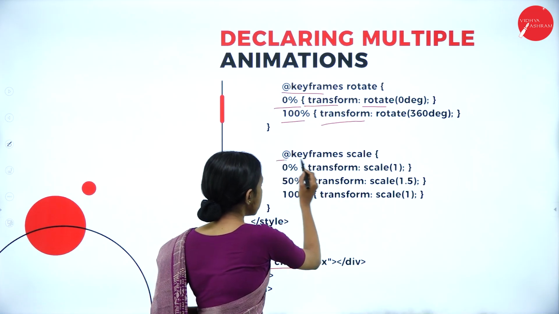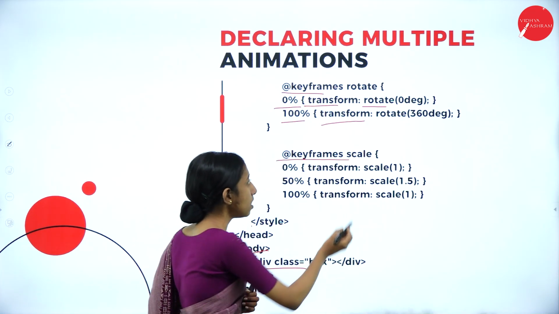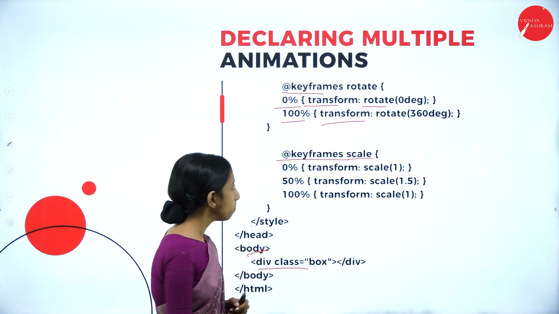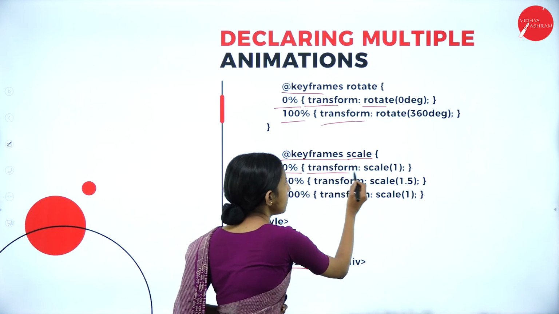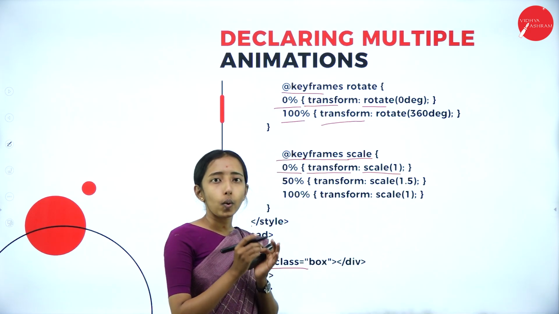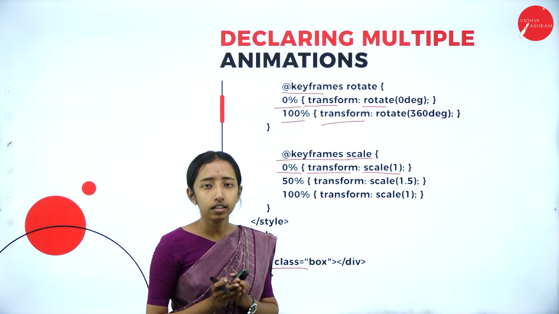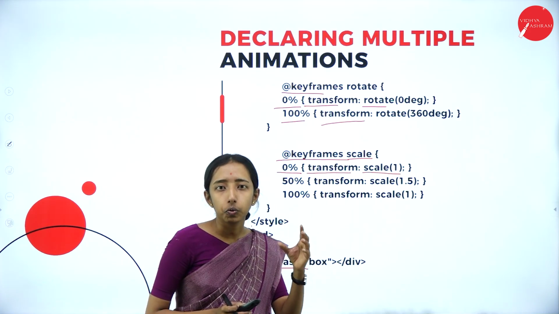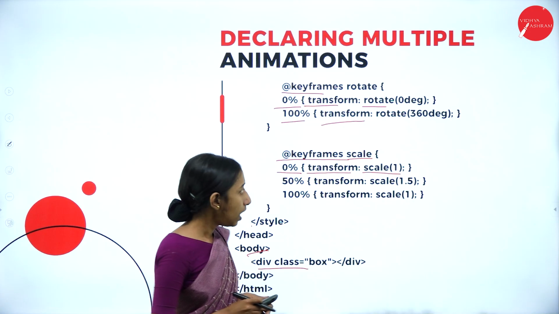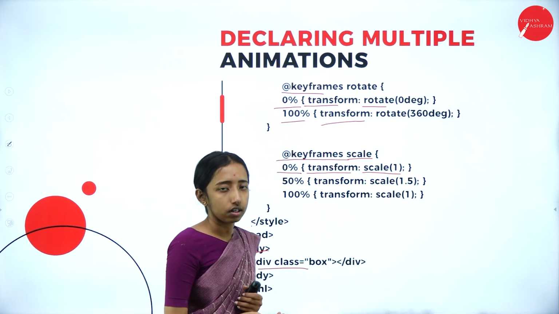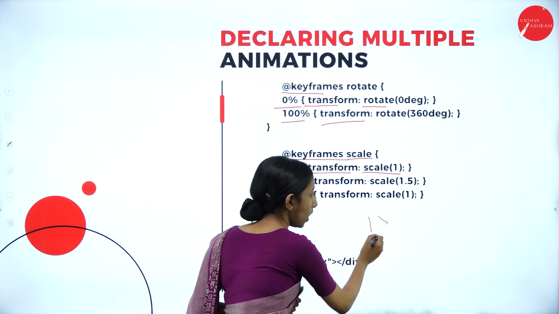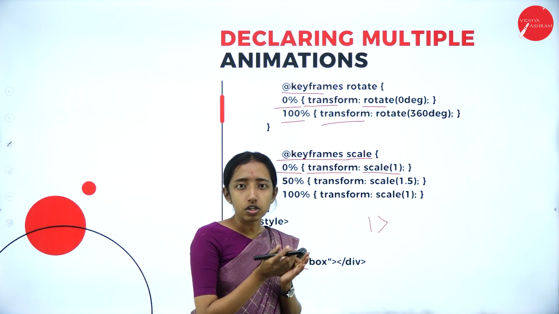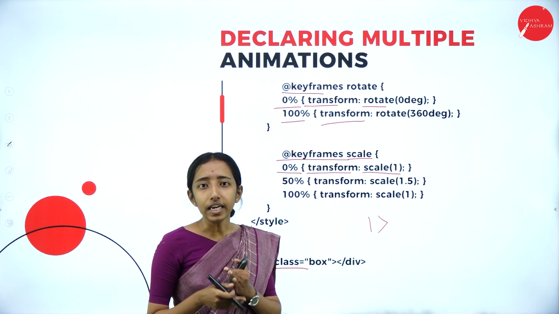Now another keyframe I have used is scale. The animation name I have given is scale. At 0%, transform scale 1. When the scale value is between 0 and 1, the box or whatever you want to animate will shrink. If the value is greater than 1, like 1.543, then the box or the thing you want to animate will be enlarged.